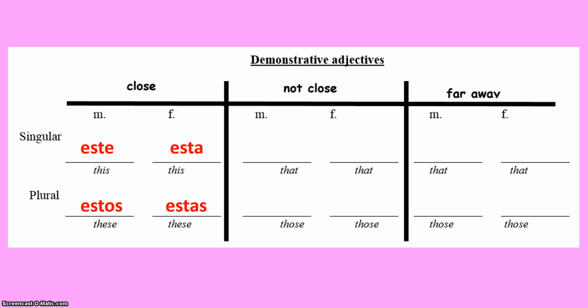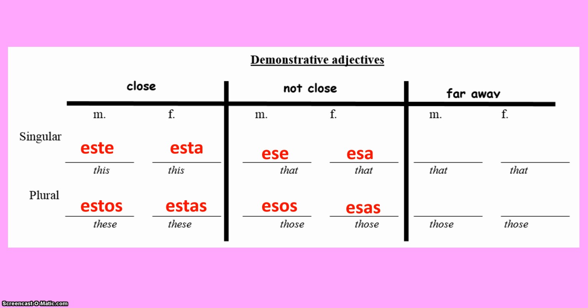Now we're going to talk about the demonstrative adjectives for items that are not close to us. In English, this would be like saying that and those. So, our demonstrative adjectives that we are going to use when items are not close to us are ese, esa, esos, and esas.